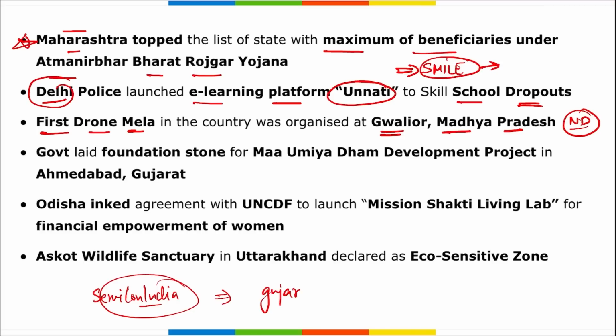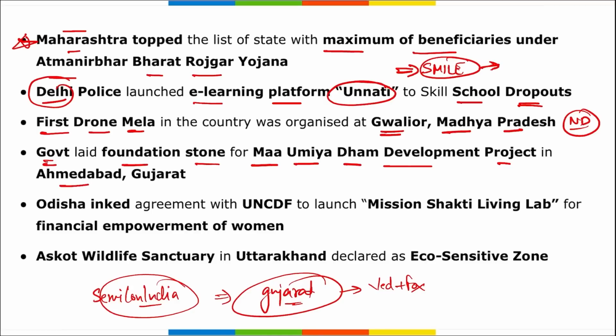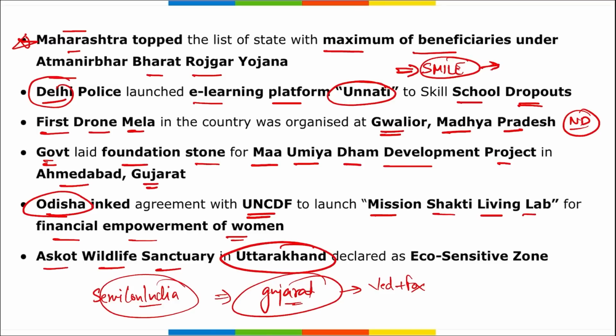So in Gujarat, these semiconductors will be manufactured, and for this, which two organizations came together and signed an MOU? It was Vedanta and Foxconn. Then government laid foundation stone for Ma Umiya Dham development project in Ahmedabad, Gujarat. Odisha inked agreement with UNCDF to launch Mission Shakti Living Lab for financial empowerment of women. Ascot Wildlife Sanctuary in Uttarakhand declared as the eco-sensitive zone.